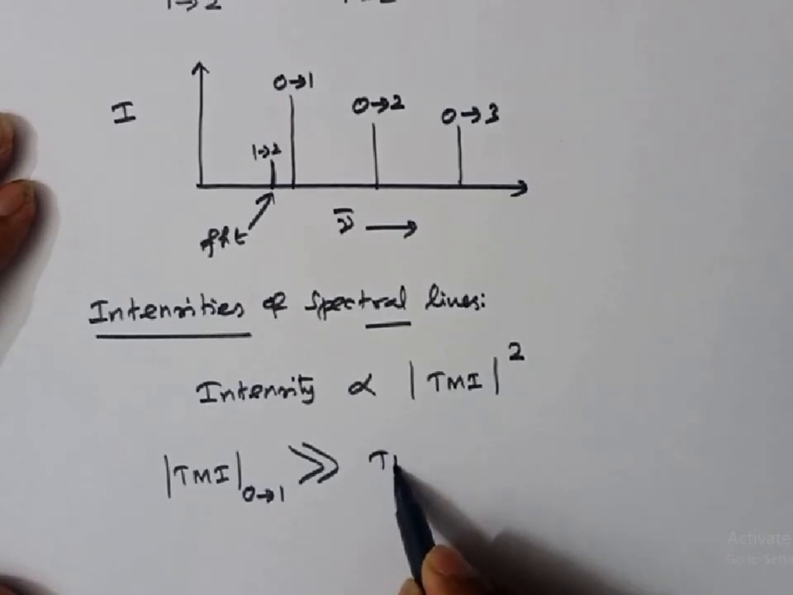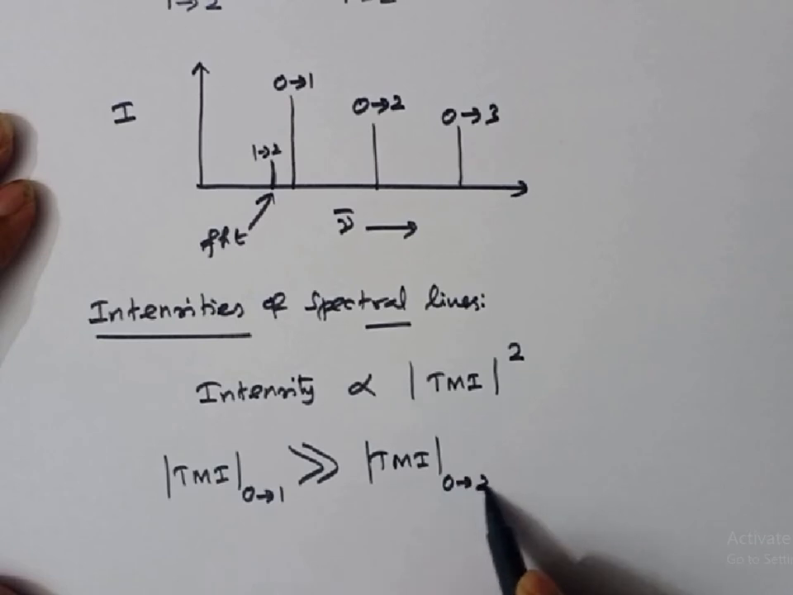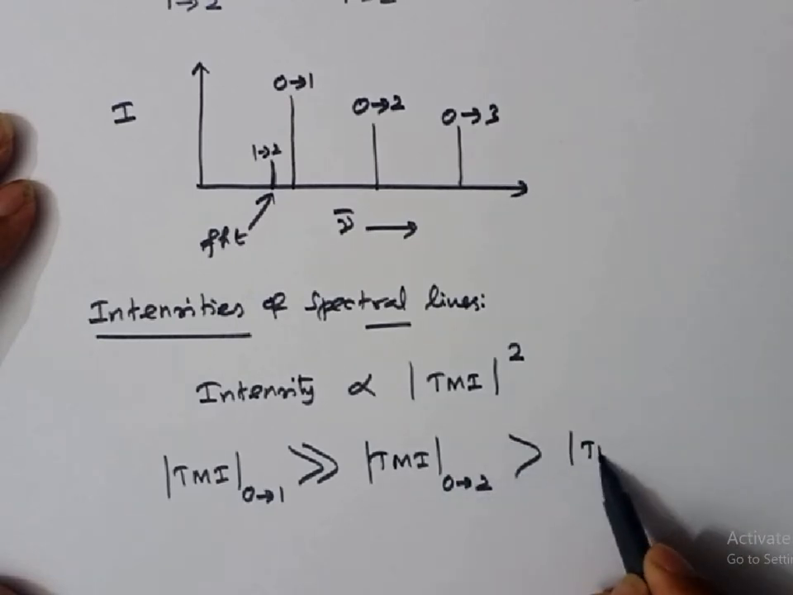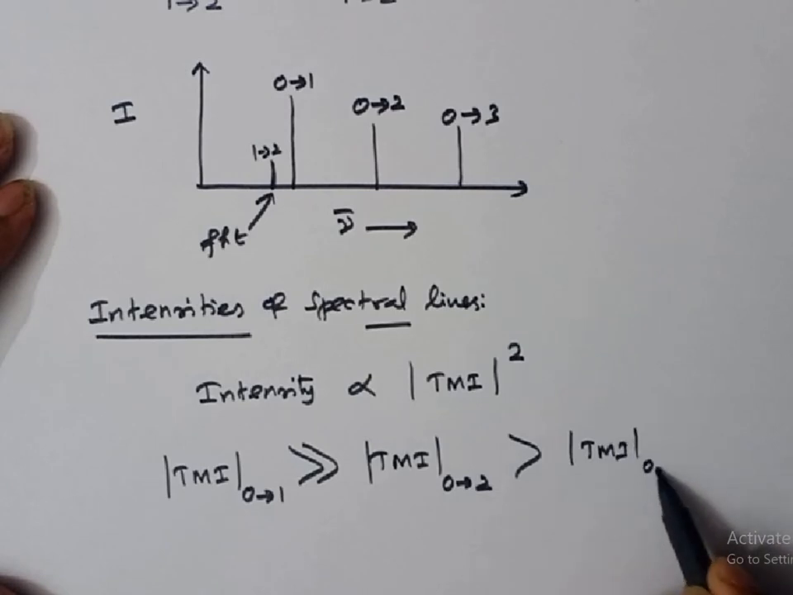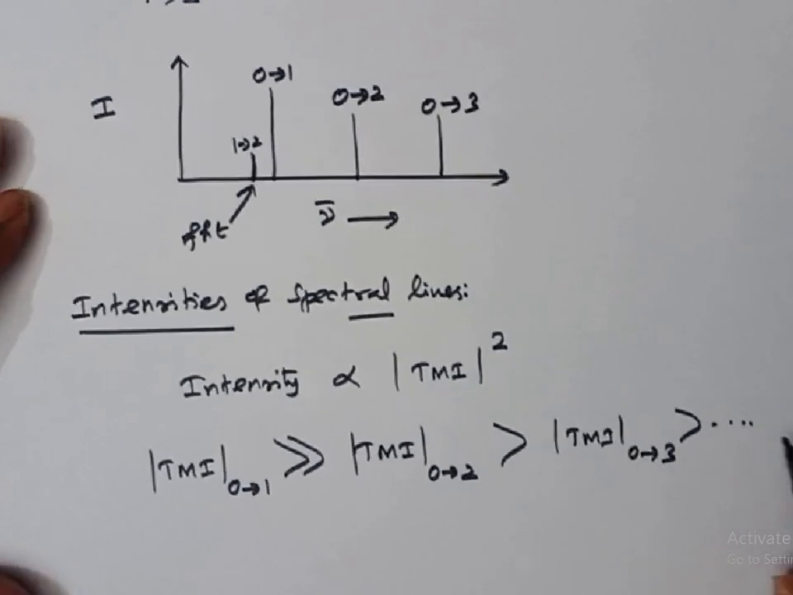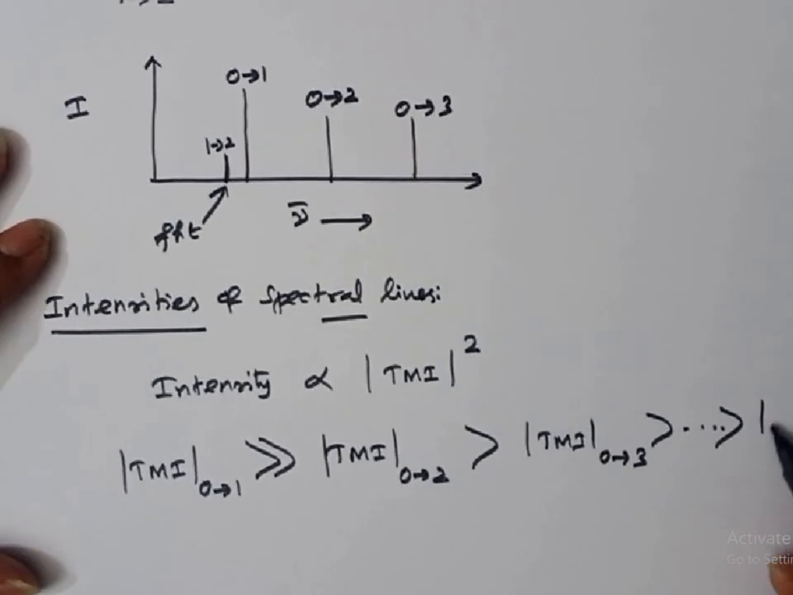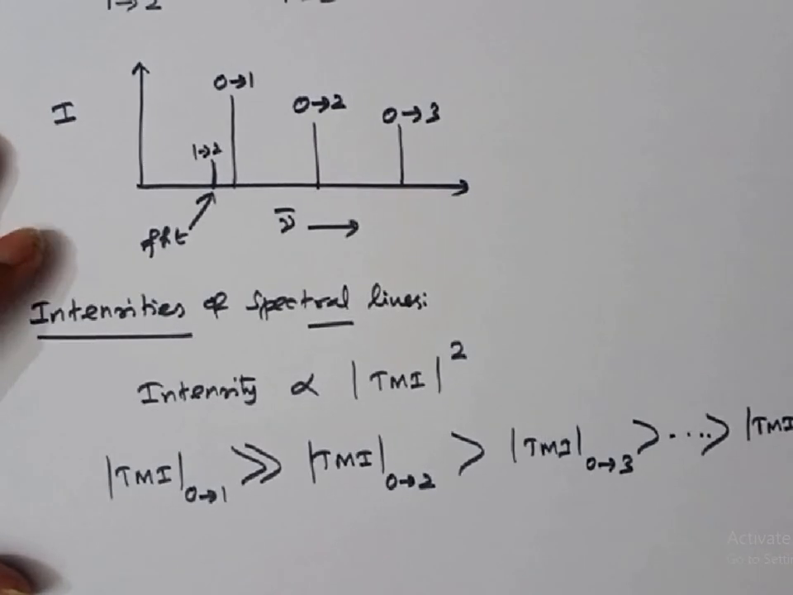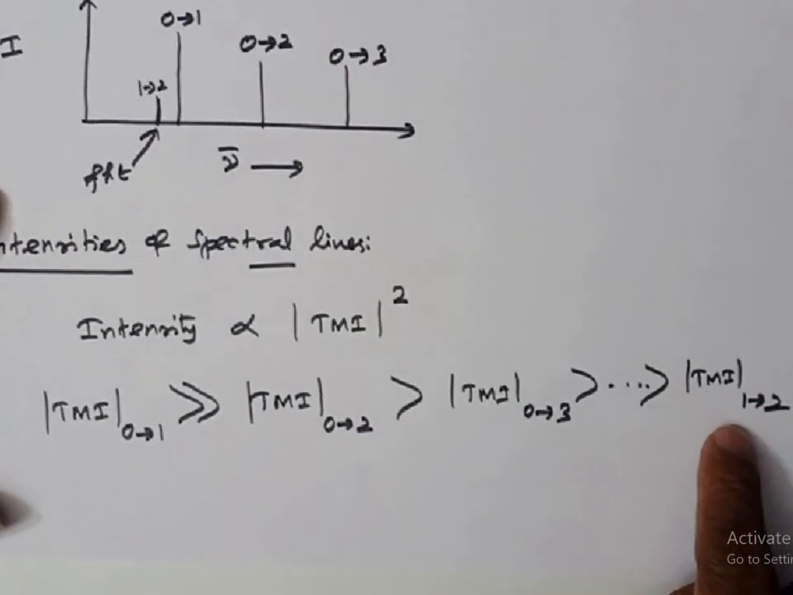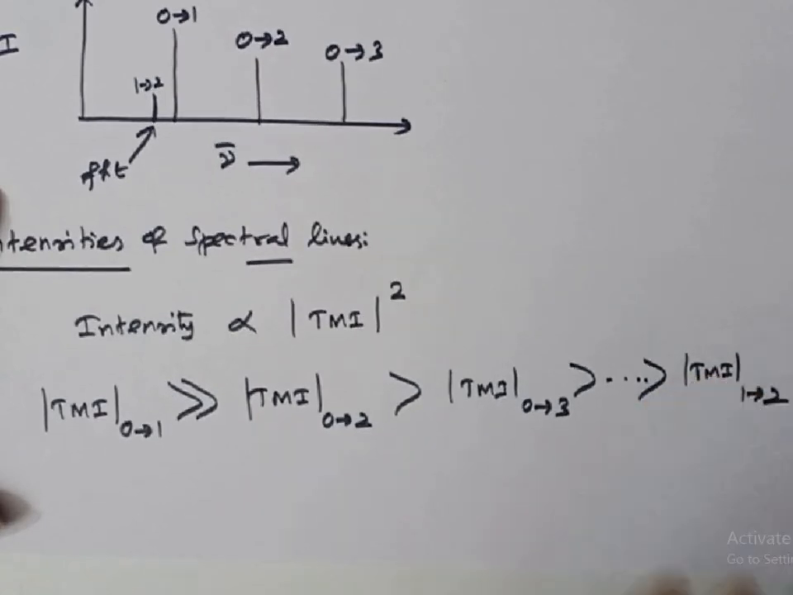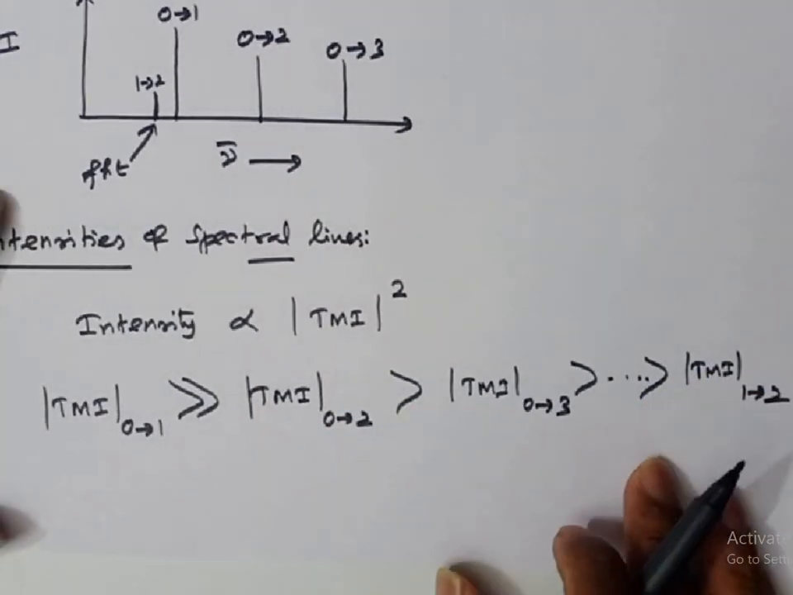Then the modulus of the transition moment integral for the first overtone. Then for the second overtone. Like that, many overtone transitions will appear. Then we get the transition moment integral for the hot transition. Remember, the hot transition will appear with a very low intensity. So keep all these things in mind.